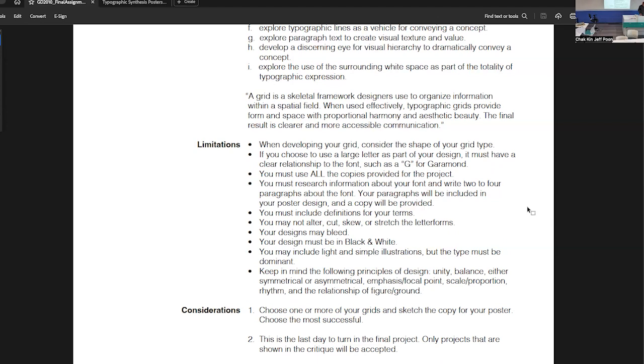And then your paragraphs will be included in your poster design, and a copy will be provided. But again, when we talk about copy provided, when you show an example, you probably have to get it from there. Okay. So you must include definitions for your terms.